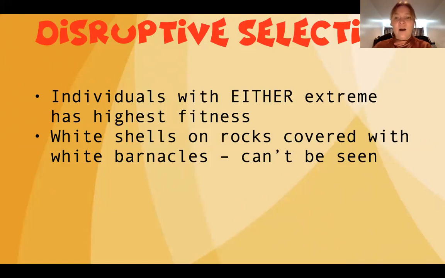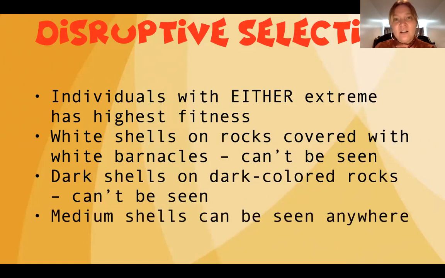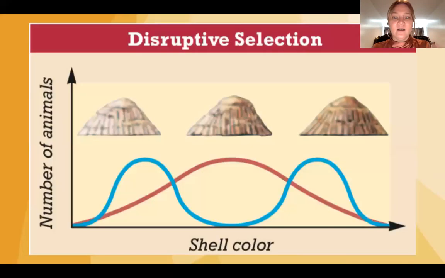The light color on the rocks covered with white barnacles cannot be seen, but dark shells that are on dark colored rocks also can't be seen, but the medium colored shells can be seen either on light or dark rocks. So you will see for this particular species, you'll see either very light or very dark colors. So again, the red line represents the average bell curve, and then you've got the disruptive selection curve where you see that either extreme is favored, either super light or super dark.